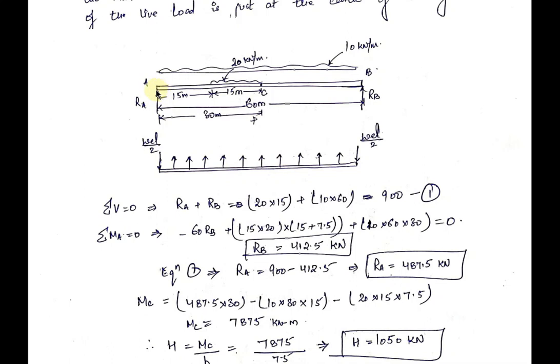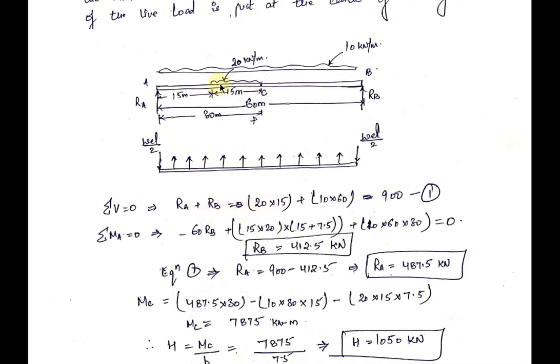Suppose the support reactions at A and B due to the external loads only are Ra and Rb. So now find out the value of Ra and Rb by using the equilibrium equations. First apply summation of all the vertical forces equal to 0. It means total upward force is equal to total downward force. So Ra plus Rb is the total upward force, and the loads are the total downward forces.